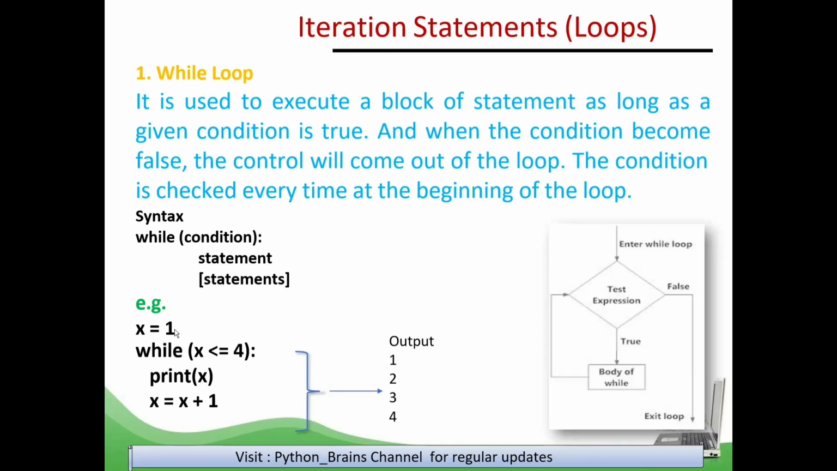x is 1, right? Yes, my condition is true. It prints 1. Then the x value increases. Now x is 2. Now the compiler goes back to the while, not to the next statement. So again, while 2 is less than or equal to 4, yes, it is true. It prints 2. Similarly, this loop continues until the condition is false.